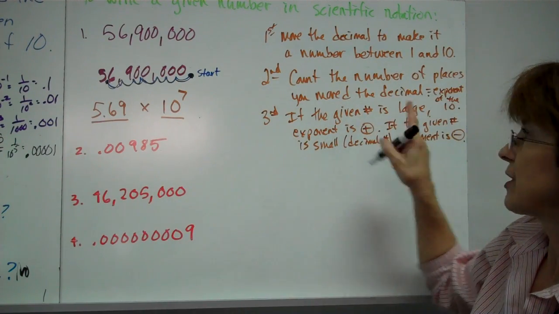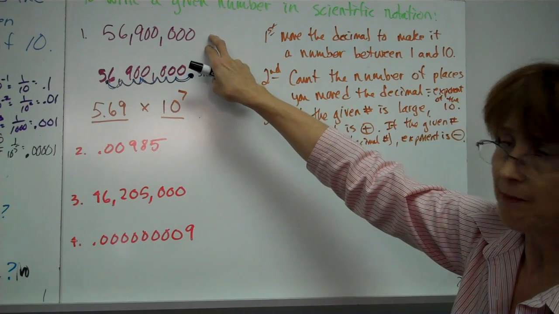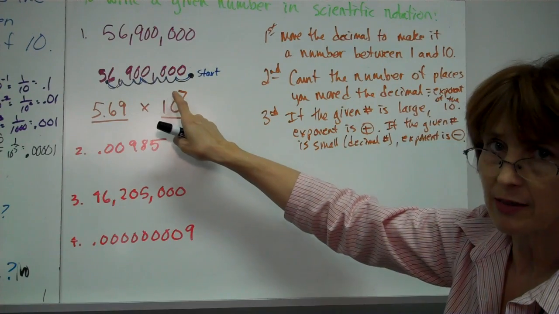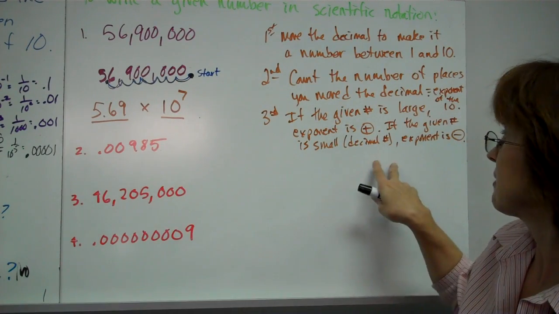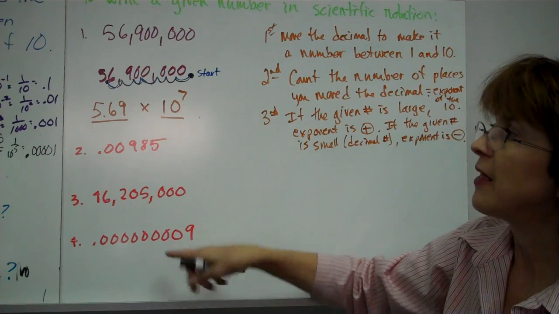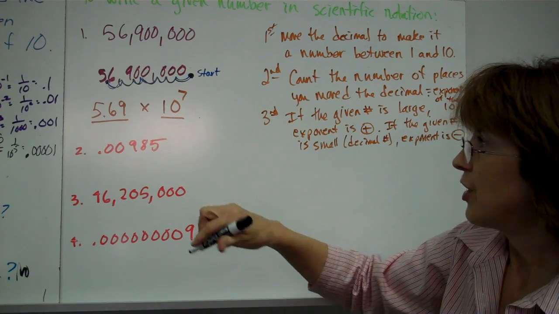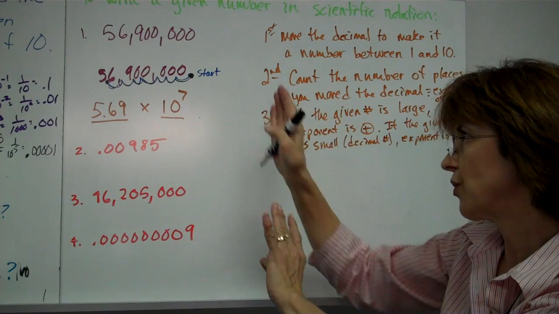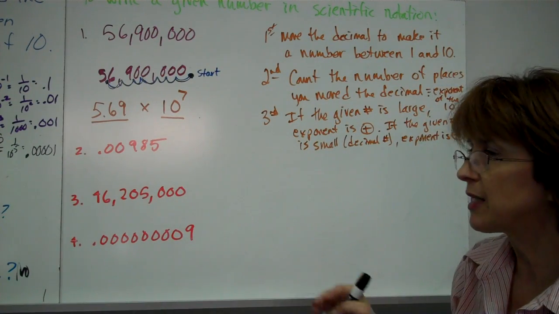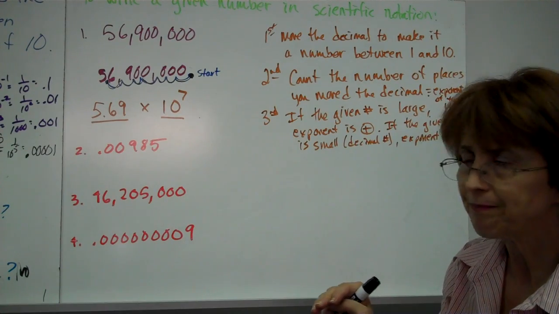Now, if the given number is large, is this number pretty big? Yep, pretty big number. Then the exponent's going to be positive. If the given number is really small, which we'll do a couple, like number 4 and 2 are small numbers, they're decimal numbers, that exponent will be negative. You can memorize, if I go to the right, then it's positive, go to the left, however you want to. To me, it just makes more sense if I just think about it logically every time.